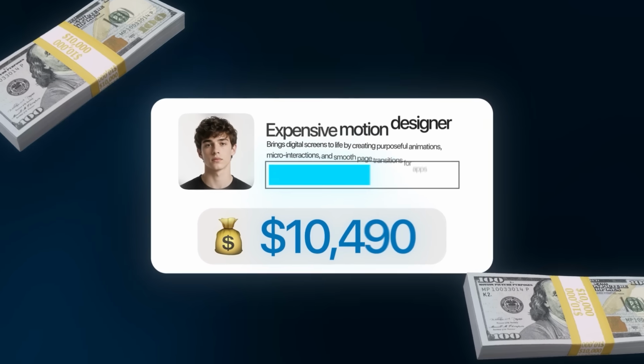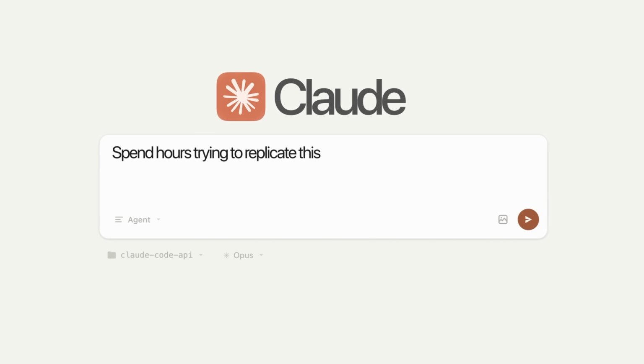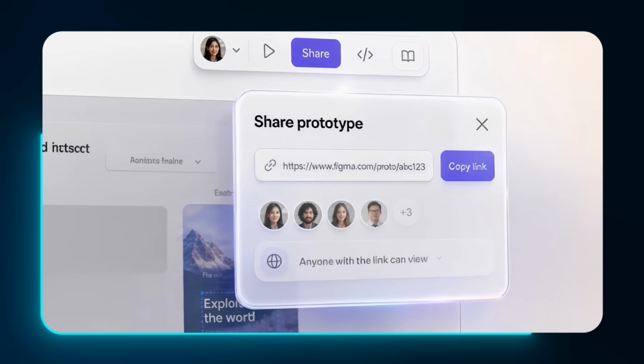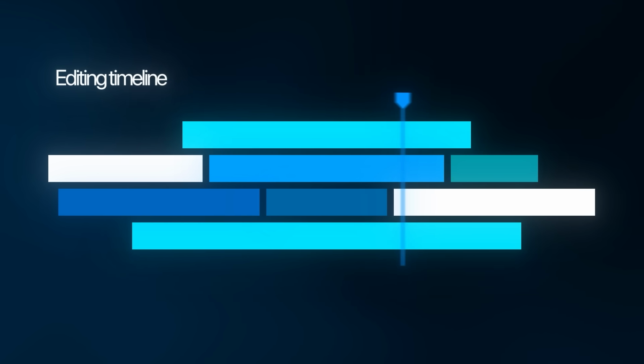But here's the thing, creating a professional SaaS explainer video used to mean one of two things. You either had to pay thousands of dollars for an expensive motion designer, or spend hours trying to replicate this using AI, which was genuinely painful because these explainers are full of complex animations that require tons of regenerations to get right. On top of that, we still had to manually stitch everything together.